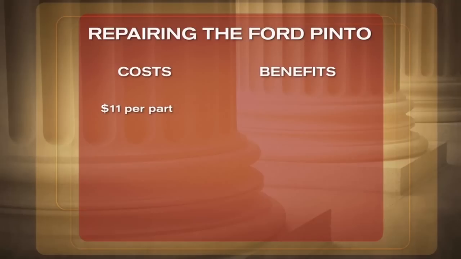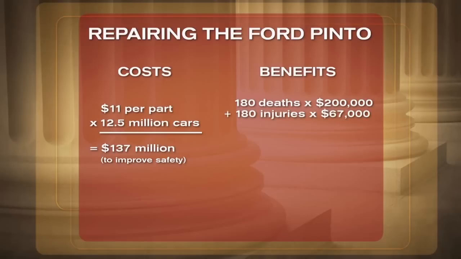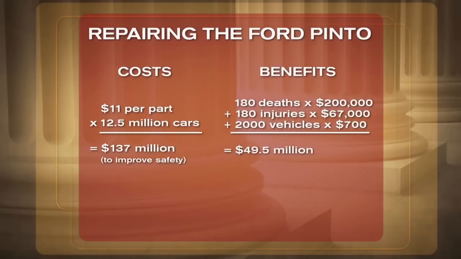$11 per part at 12.5 million cars and trucks came to a total cost of $137 million to improve the safety. But then they calculated the benefits of spending all this money on a safer car. And they counted 180 deaths, and they assigned a dollar value, $200,000 per death. 180 injuries, $67,000. And then the cost to repair, the replacement cost for 2,000 vehicles that would be destroyed without the safety device, $700 per vehicle. So the benefits turned out to be only $49.5 million, and so they didn't install the device.